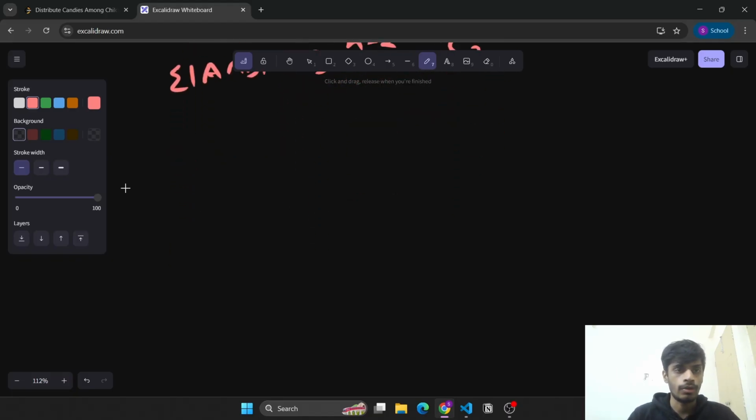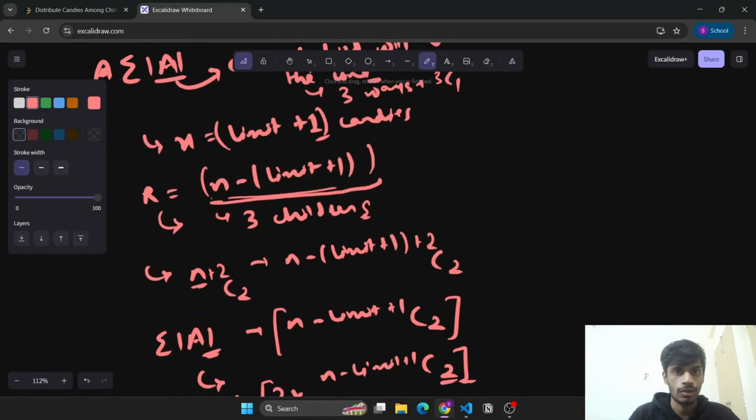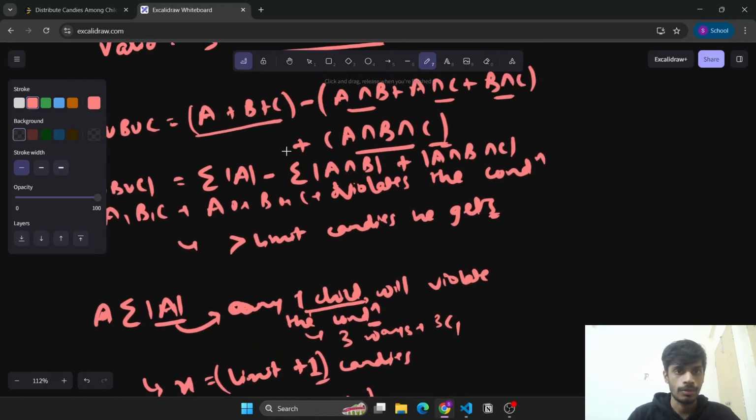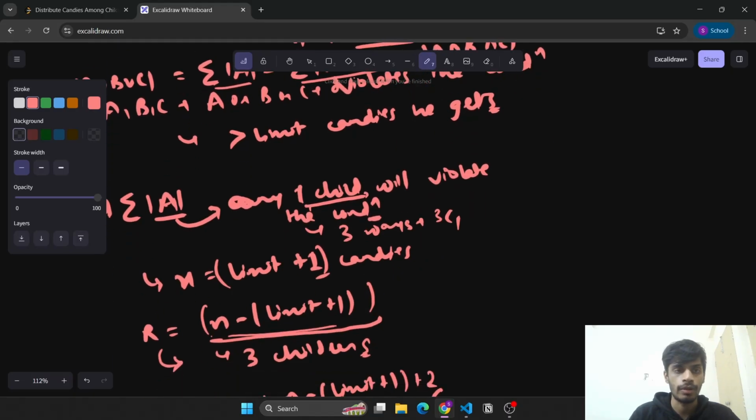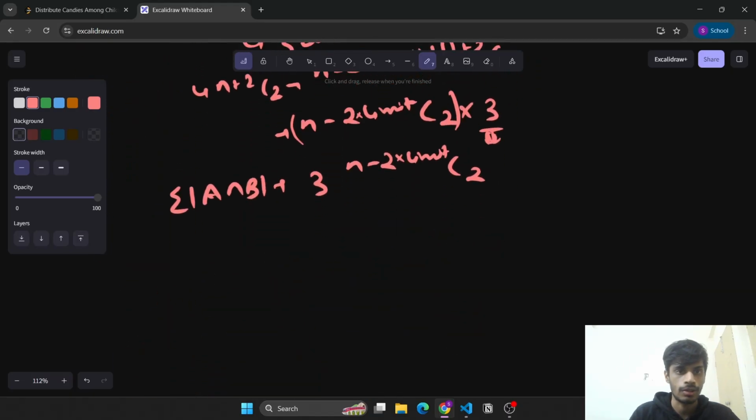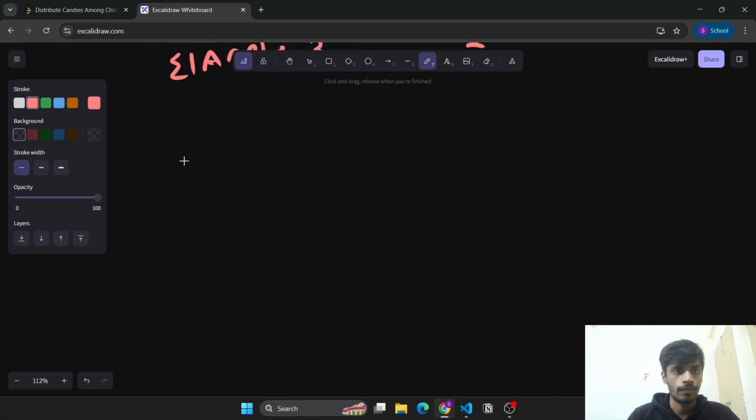Now we need to find out the summation of a intersection b, which we have found. Now we need to find out a intersection b intersection c. That means all the children violate the condition.